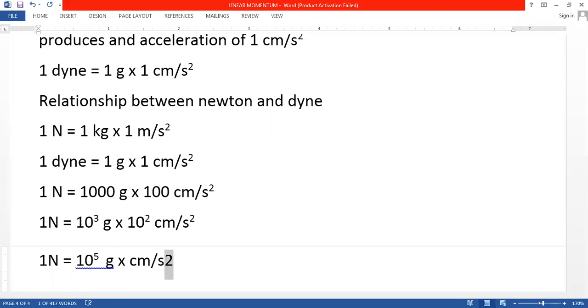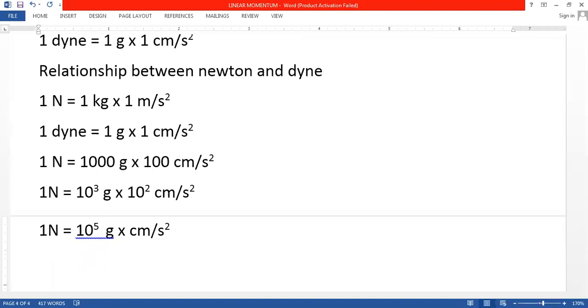Very good, beta. Brilliant. So what we get is 1 Newton is equal to 10 raised to 5 gram centimeter per second square, which is nothing but dyne. So 10 raised to 5 dyne. Write down. This is the relation between Newton and dyne.